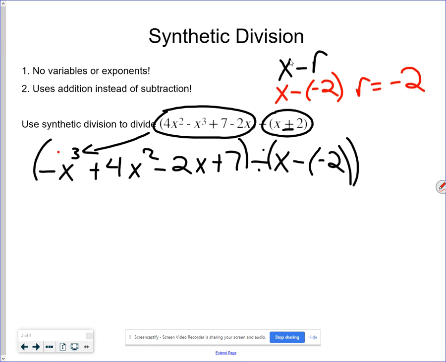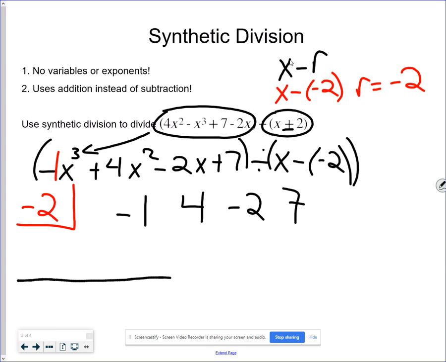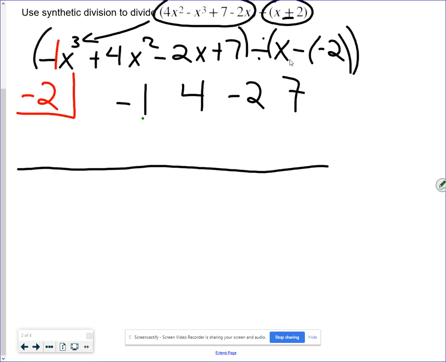So I'm going to put a 1 in front of here, and I'm going to write all our coefficients down. So we have negative 1, 4, negative 2, and 7. And then we already said our r was negative 2, so I'm going to draw this little box again, put our negative 2 in there, and then draw our line. So just like last time, the first thing we do, we drop the first coefficient down. We don't multiply yet, so we just have our negative 1.